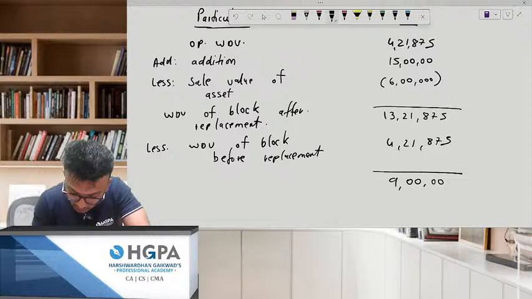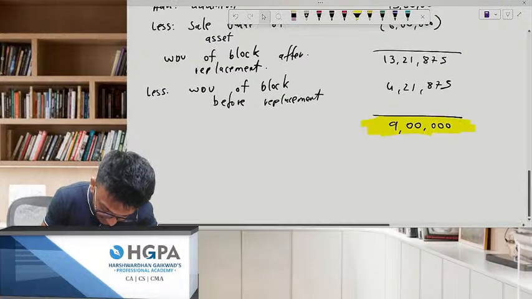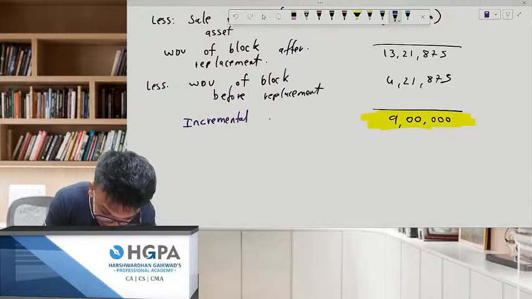What exactly is this 9 lakh? 9 lakh is the incremental WDV of the block.